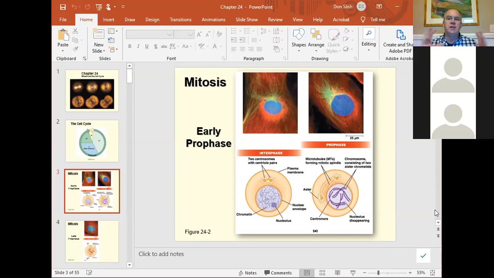The chromosomes are condensing. So during interphase, they're so diffuse you can't see individual chromosomes. But during prophase, they condense so you can actually see them as these X-shaped structures. The nuclear envelope dissociates into vesicles. And that's so that the chromosomes can be separated without that big membrane in the way.